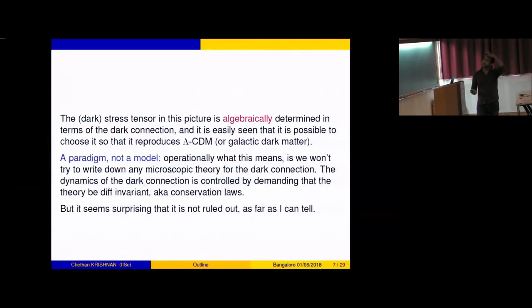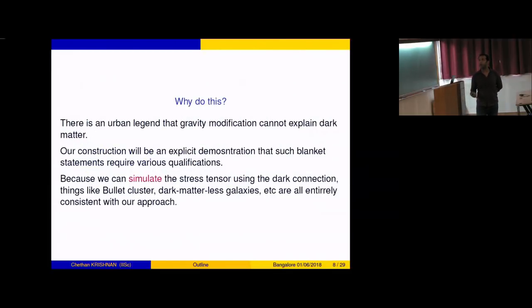This is something that I wanted to emphasize, which is that we are not going to really try and write down a microscopic theory for the dark connection. So in some sense, you're just transferring the problem of understanding dark matter to what exactly is the theory for the dark connection. But I still think that it's a little bit coming from the left field compared to the standard approaches to dark matter. So it seems surprising to me that it is not ruled out as far as I can tell. So why are we doing this?